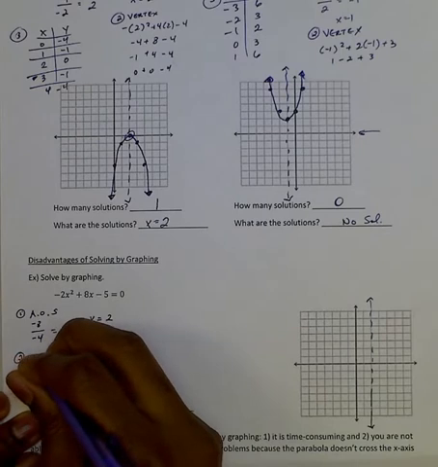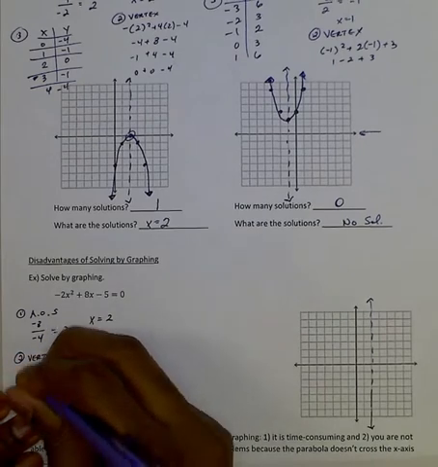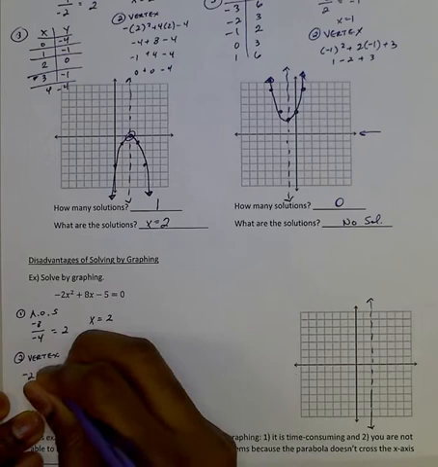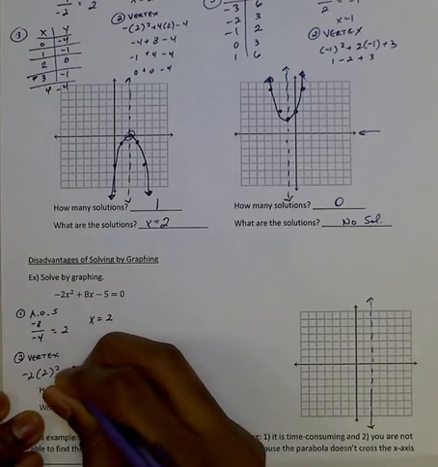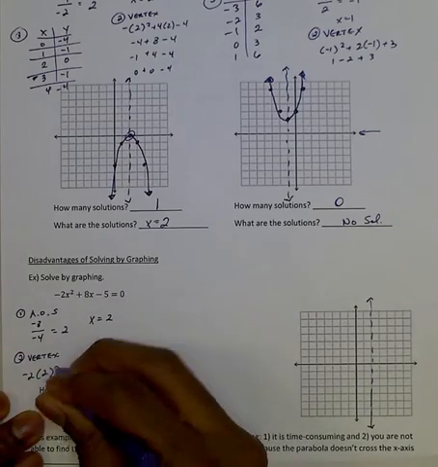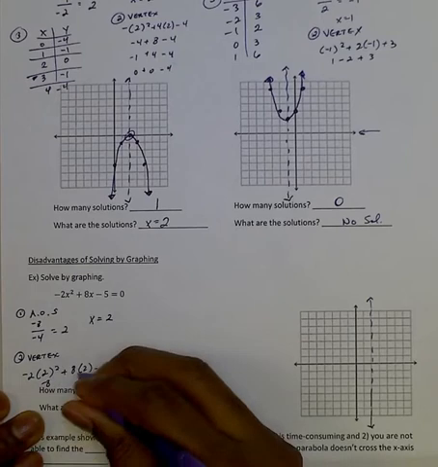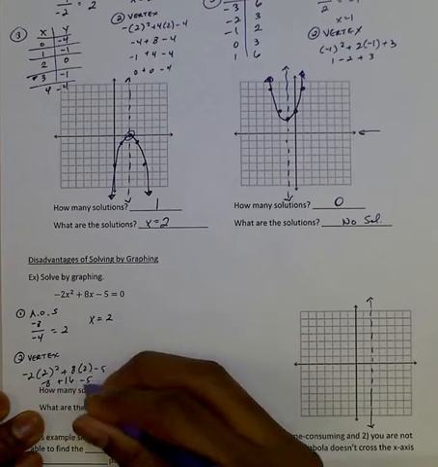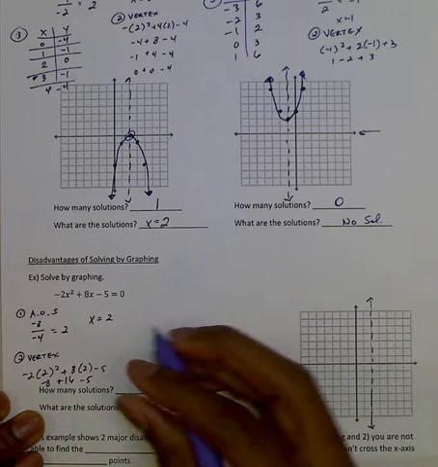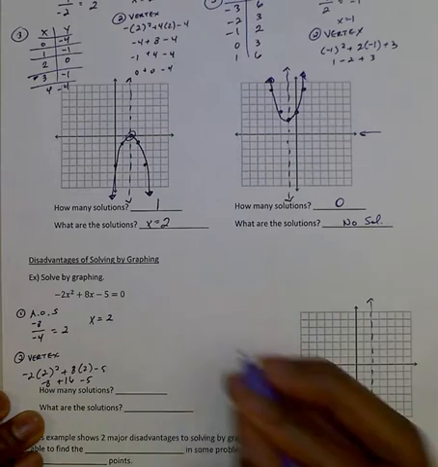We find our vertex by plugging in 2 into our function. Negative 2 times 2 squared plus 8 times 2 minus 5. So that's negative 8, plus 16, minus 5. So that gives us 3. So our vertex is at 2, 3.